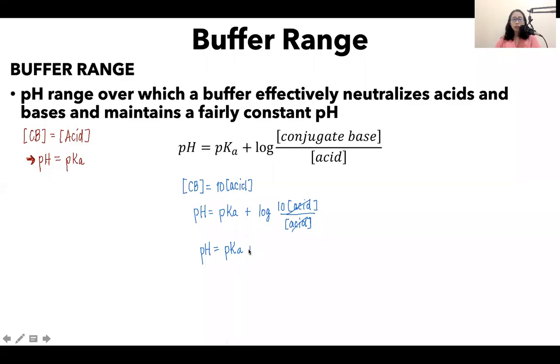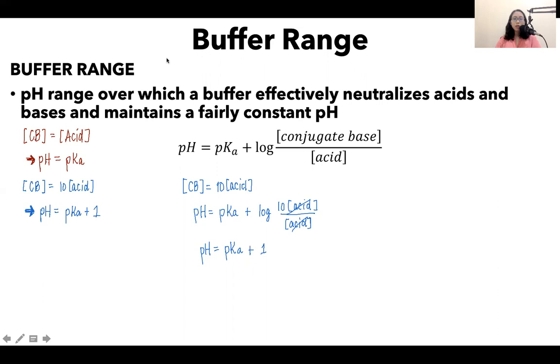So we see that if the concentration of the conjugate base is 10 times the concentration of the acid, our pH now is 1 plus the value of the pKa. So let's take note of that. If the concentration of the conjugate base is 10 times the concentration of the acid, the pH of the buffer solution increases by 1, relative to the value of the pKa.